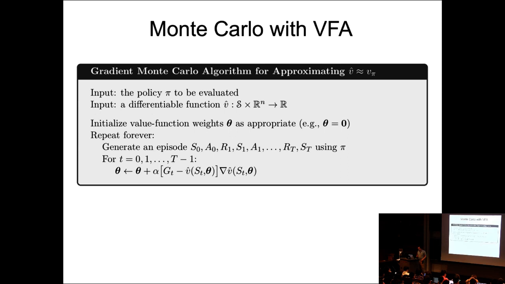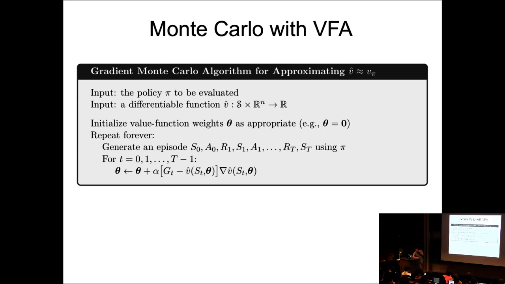So let's look at the Monte Carlo with value function approximation. This is the precise algorithm. The input is the policy pi to be evaluated, so you have some policy, and a differentiable function v tilde. You can think of it as not necessarily linear. It could be non-linear. It could be a neural network or whatever your function approximation is, as long as it's differentiable, because we have to be able to compute the derivatives of the value function with respect to our parameters w. Okay?